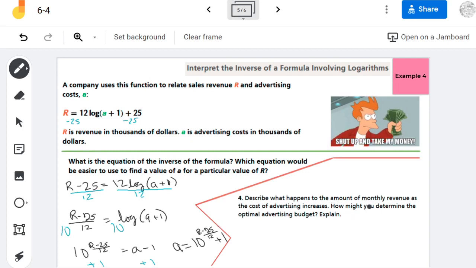So to figure out an optimal budget, I would probably want to pick a value for my revenue that I'm trying to go for and use that to help me figure out a. So for that particular use, this equation, the one that we just figured out, might be easier than the top one. Now, the top one would be useful if I know how much I have for advertising to help me estimate how much revenue I could expect. So they're both useful, it just depends on what piece of information you have.